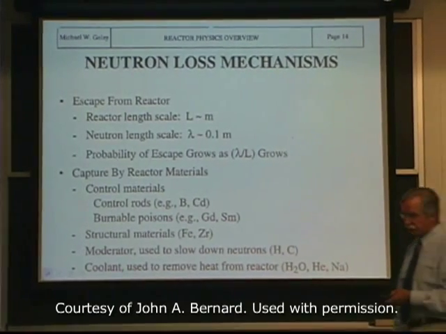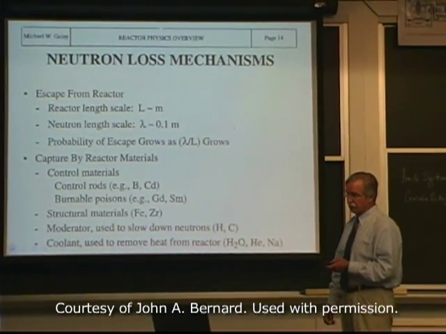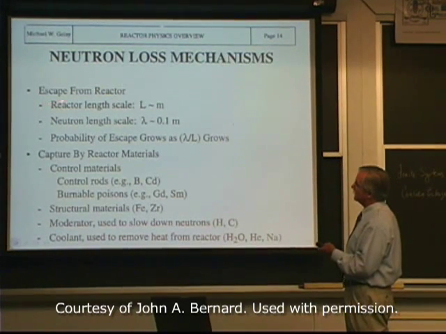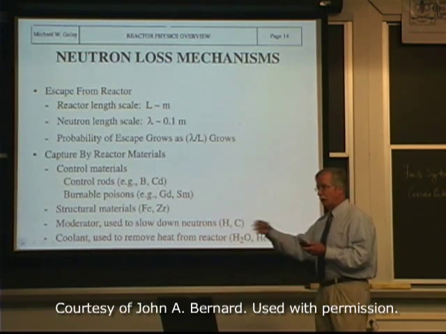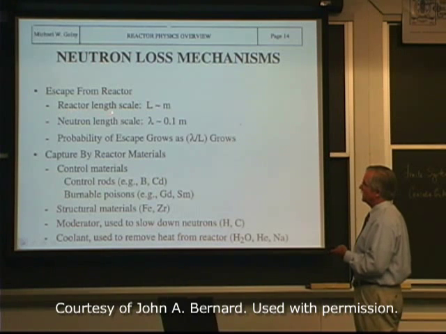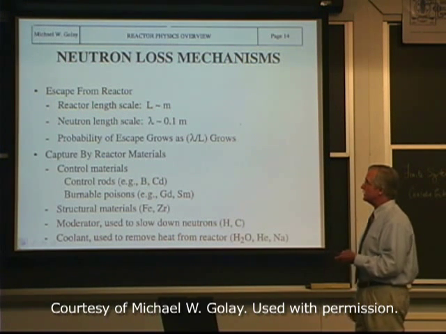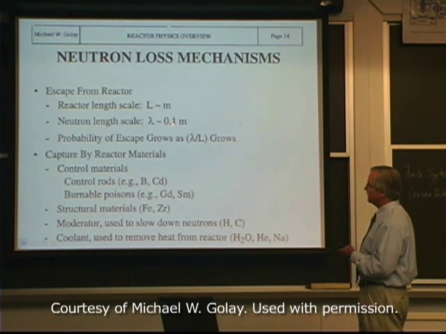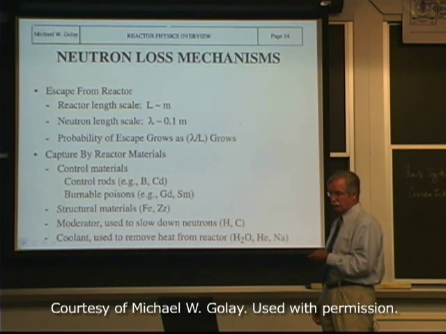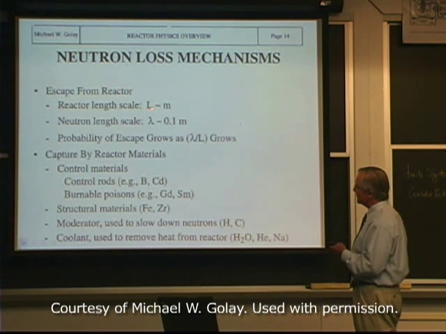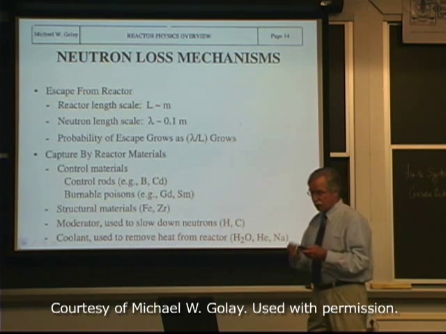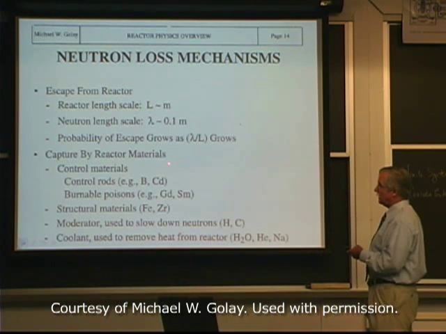In terms of neutron loss mechanisms, which can be significant, these are some parameters that one could compare. Remember, a neutron has a certain lifetime, from the time it's born to the time it either gets captured. And you can measure that in distance as well. So if your reactor is on the scale of meters, the neutron length scale, in terms of a thermal neutron, is on the order of a tenth of a meter. And as this scale grows, if the L gets smaller, the probability of escape grows, which is obvious.